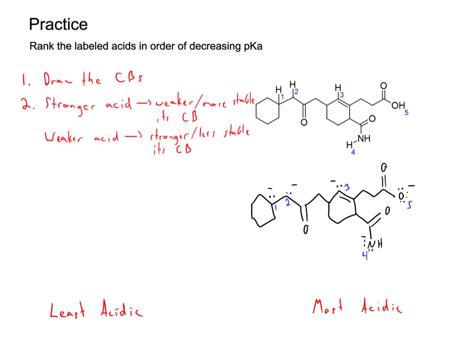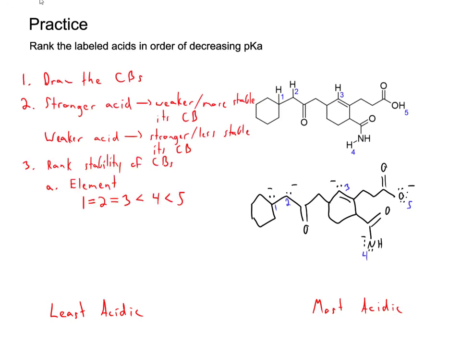So now I've written out: the stronger the acid, the weaker or more stable its conjugate base, and the weaker the acid, the stronger or less stable its conjugate base. Now we're going to evaluate these conjugate bases based on those 4 factors that we talked about. Let's start with element effects.